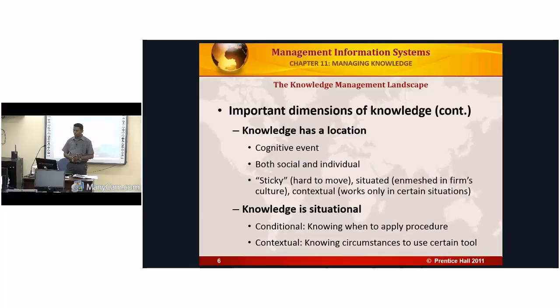So important dimensions of knowledge. Knowledge has a location, that is a cognitive event, and it might be both social and individual. And knowledge has a property, what we call sticky, so hard to move, situated, contextual, that is works only in certain situations.